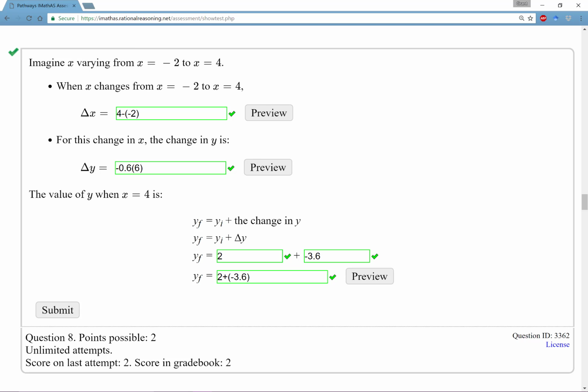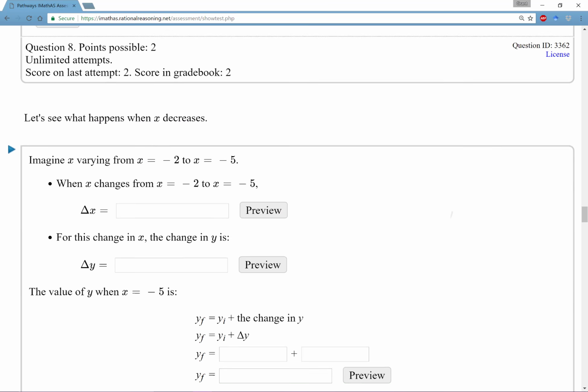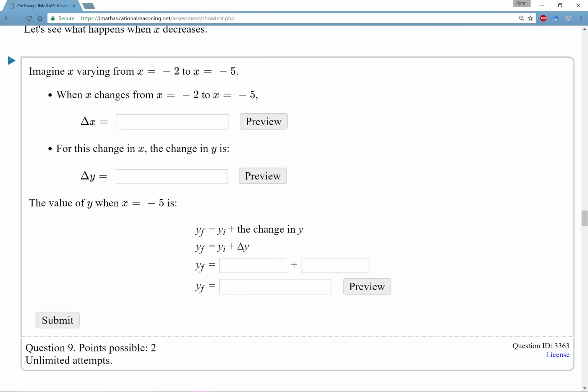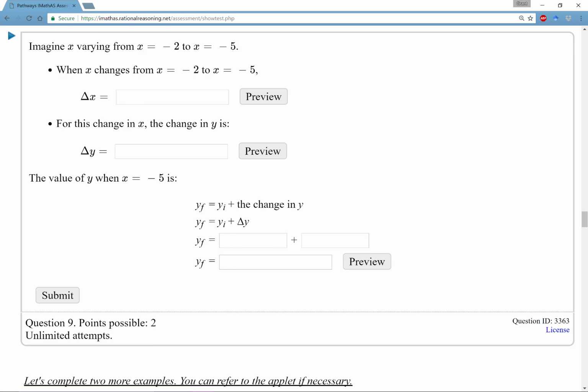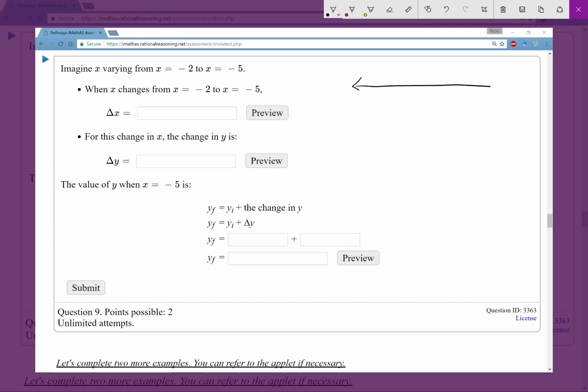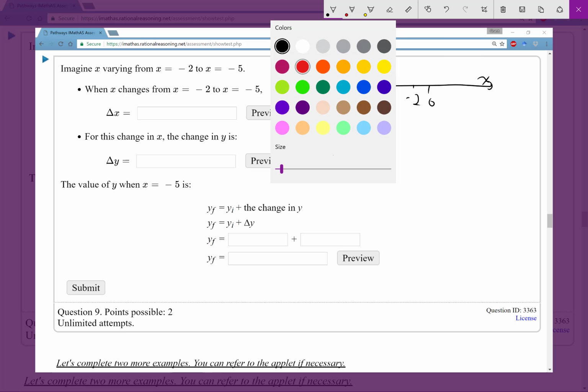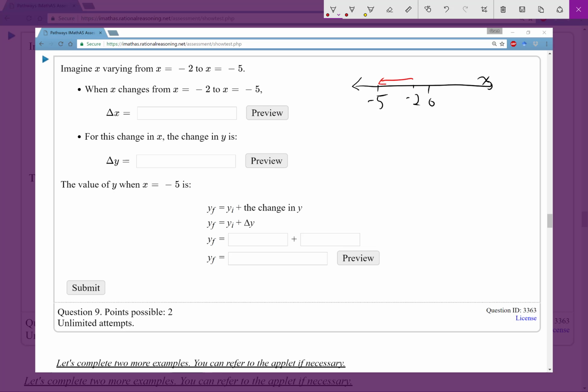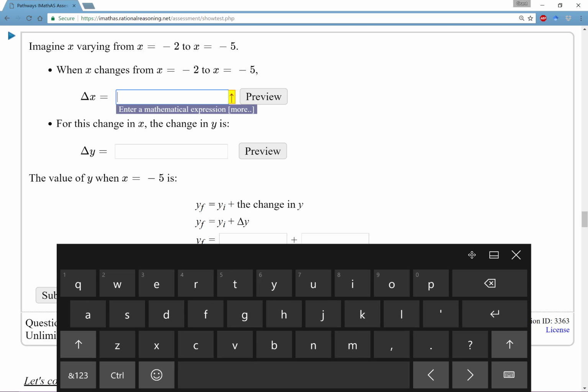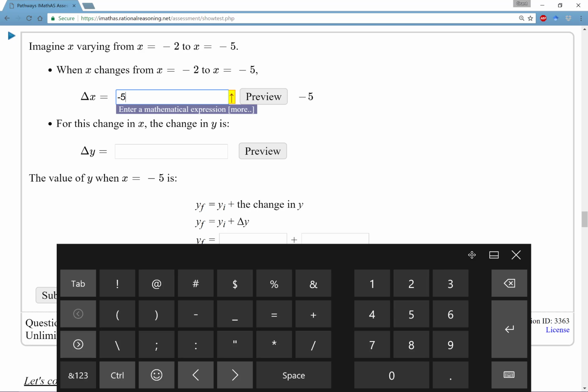So we can go through the same way of thinking for any value of x. Let's see what happens when x decreases. Let's imagine x varying from negative 2 to x equals negative 5. If we had a number line representing the value of x, we have 0, negative 2, negative 5. We imagine x varying from negative 2 to negative 5. And since our value of x decreased, we expect our change in x to be negative. You might be able to eyeball this as change in x equals negative 3. And in fact, if we compute the final value of x, negative 5, minus the initial value of x, which was negative 2, that change in x is negative 3.